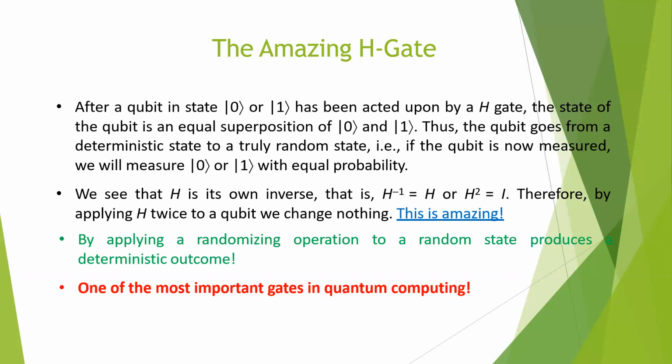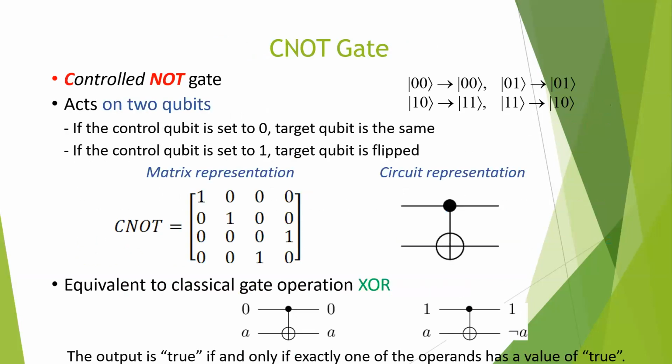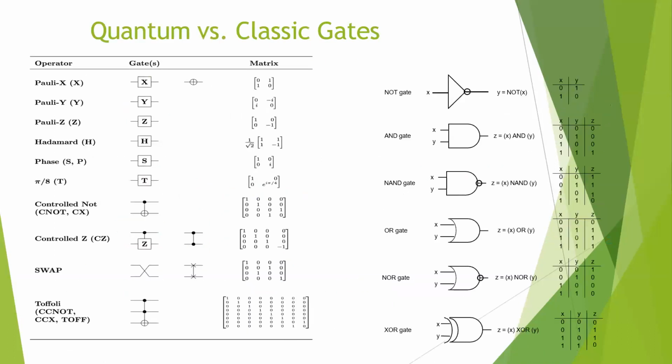This does not happen in classical gates. Applying a randomizing operation to a random state produces a deterministic outcome. This is one of the most important gates in quantum computing. There's another gate, the CNOT gate. These are the differences between quantum and classical gates.